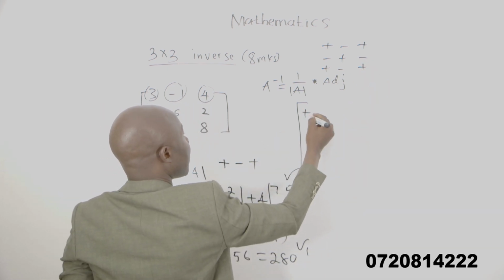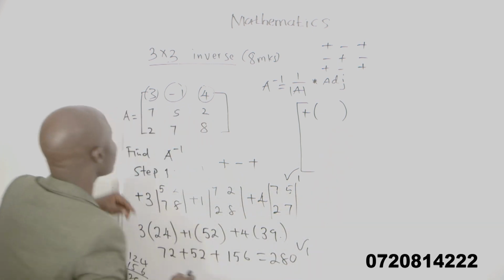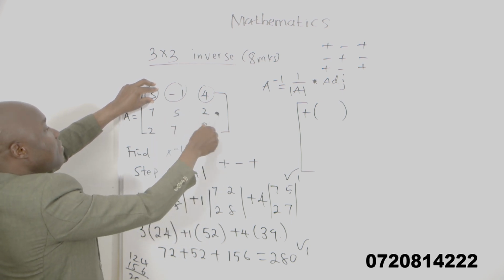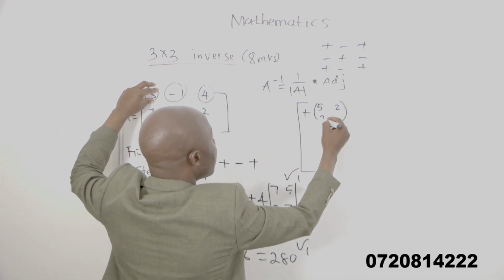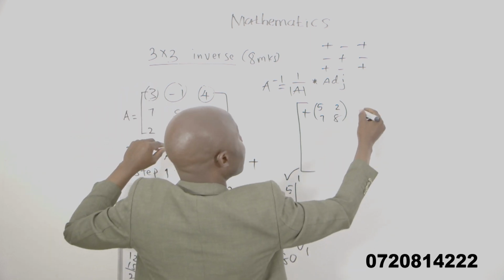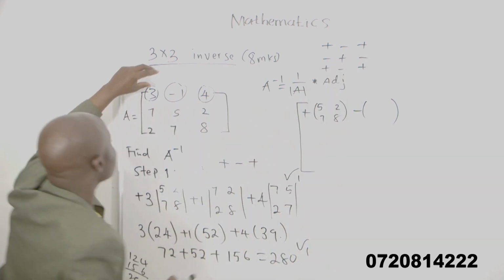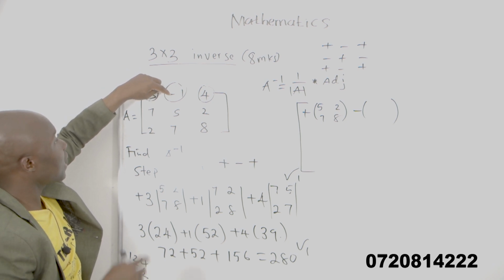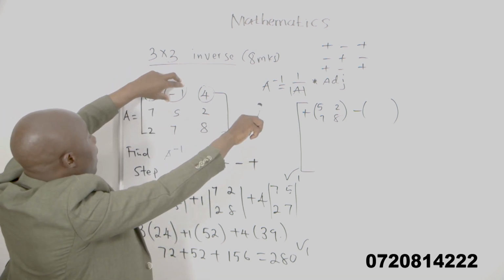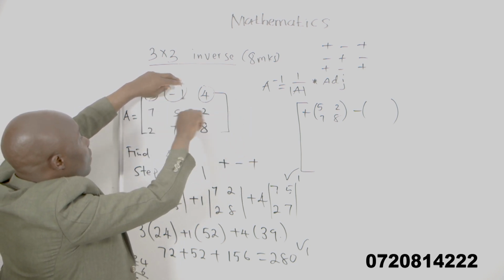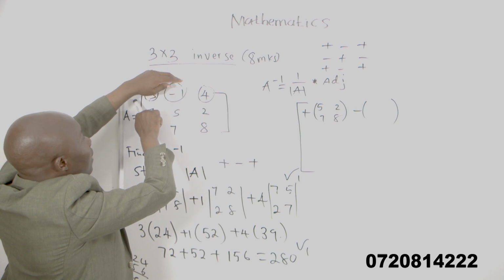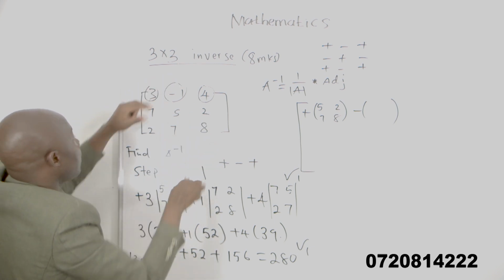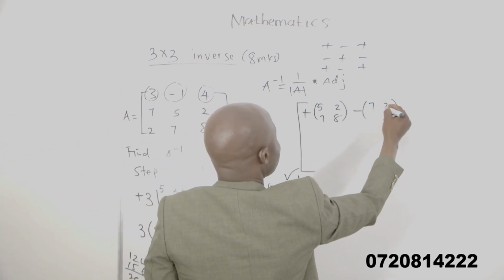So I'll start with the plus here to create that entry. So if I identify 3, I delete the entire row and the entire column. So this is what remains: 5, 2, 7, 8. Then here is a minus at the middle here. But remember, it was negative. So when you come here, you delete the entire row and the entire column. So we'll have 7, 2, 2, 8.